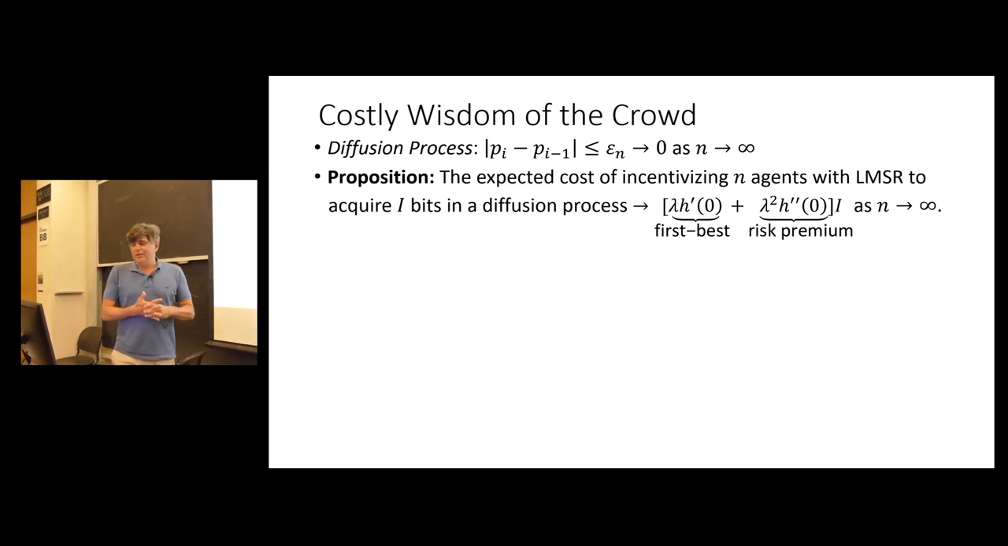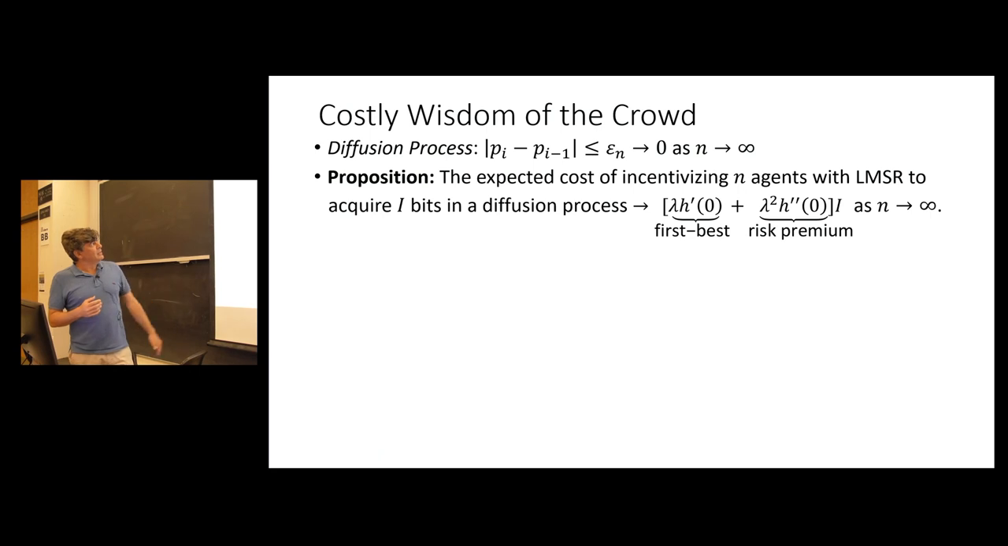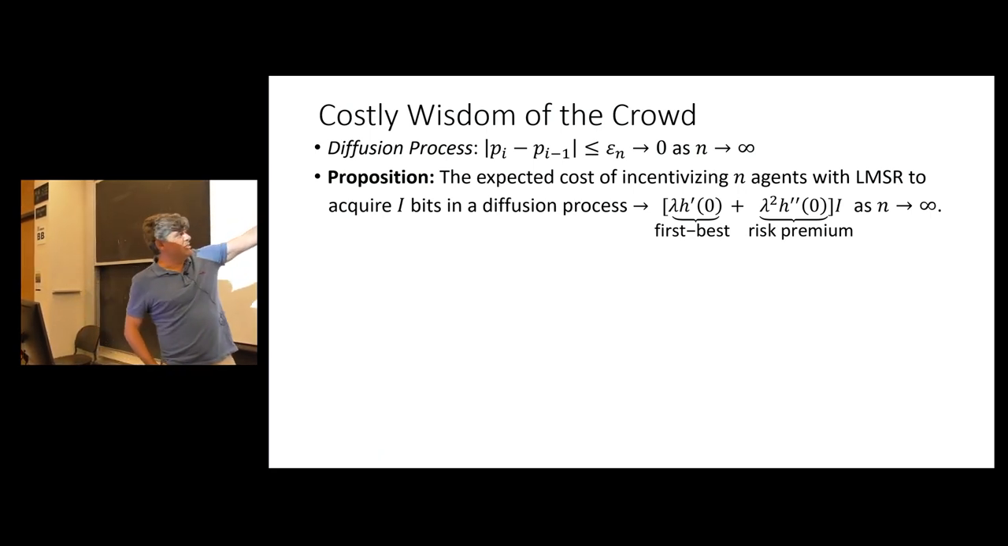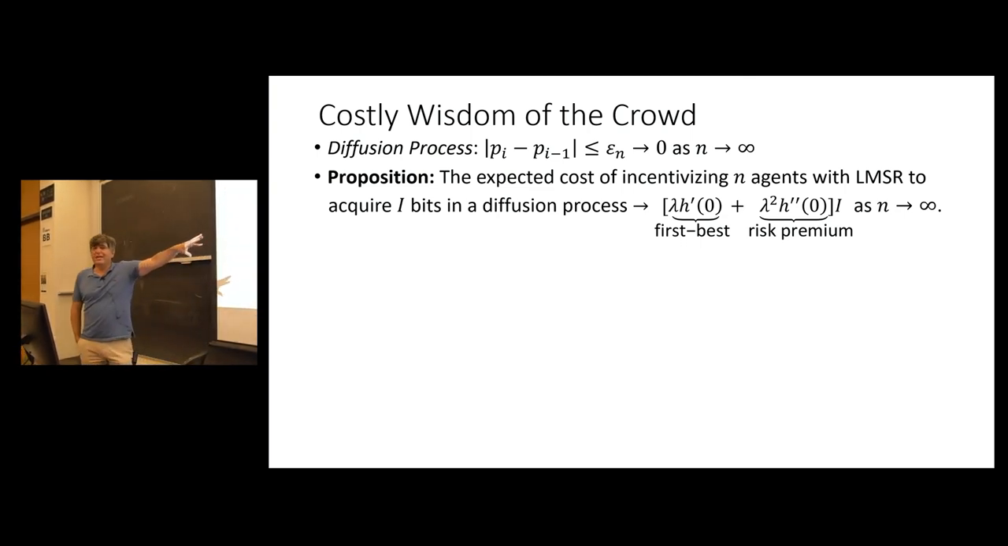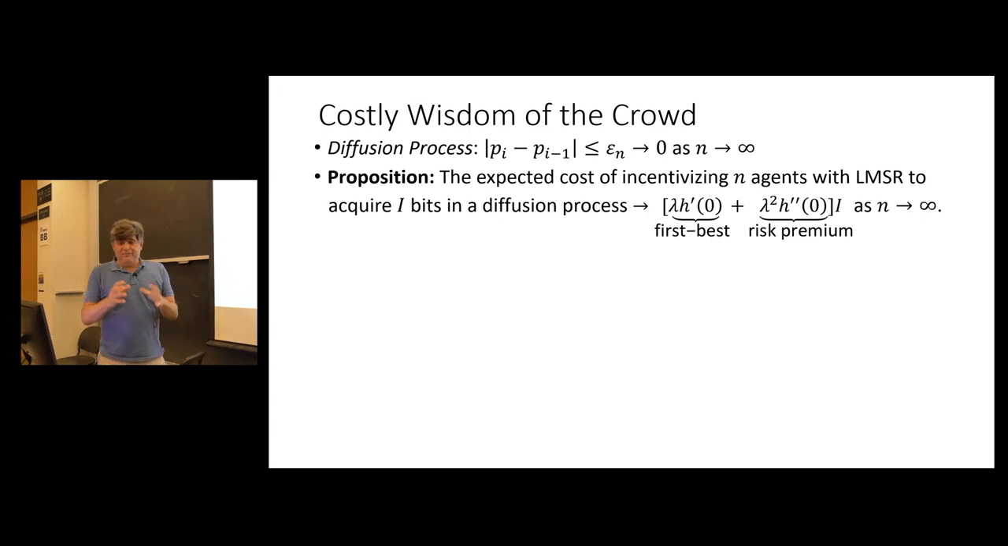Because one idea you have is maybe you want to have a diffusion process, where each agent will only move beliefs a tiny bit, and you have many, many agents. For this limit, we calculated the expected cost of incentivizing, and you see it's not the first best. There is a first best component, and there is a risk premium that depends on the concavity of the agent's utility function. Intuitively, in the diffusion process, beliefs still have to move quite a bit. Like in Brownian motion, there's still quite a bit of movement in every small period of time, and you cannot eliminate the risk, and you cannot eliminate the risk premium.